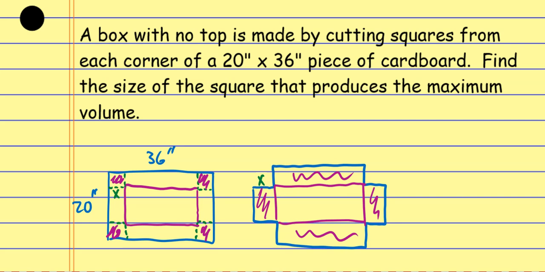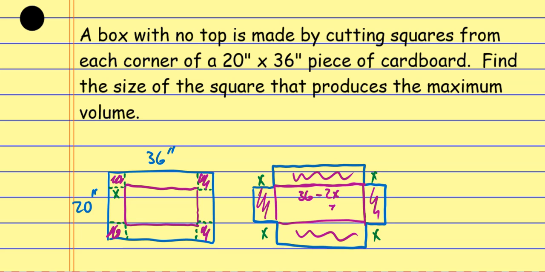Now I need to think about the dimensions of the box itself. Once I fold those tabs up, the box is not going to be as big as the original cardboard. Because if all of these pieces represent x out here, that means the length of the box, this purple piece right here, was 36 inches, but then I cut a square away from each end. I cut x off of one end and x off the other end. So I reduced the length to 36 minus 2x, because I cut it from each end.